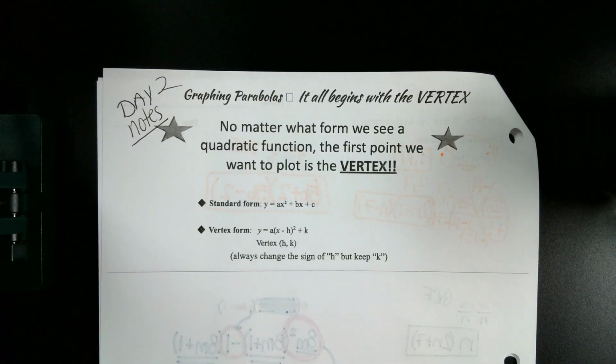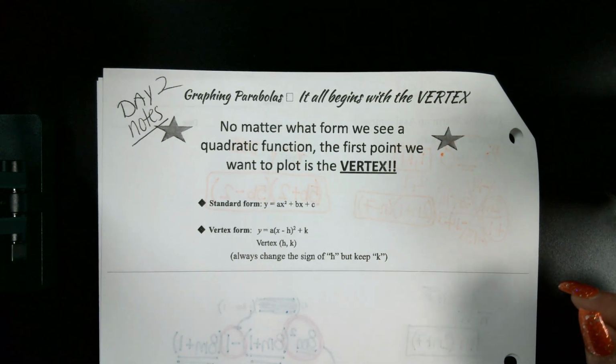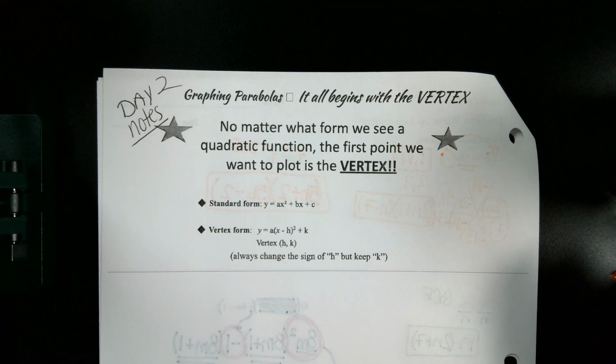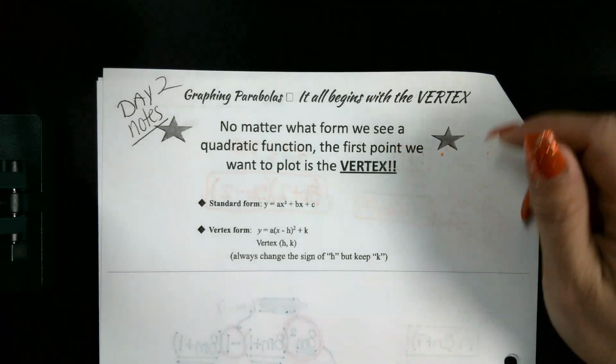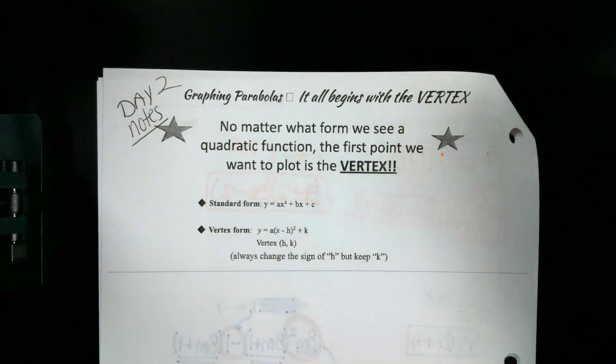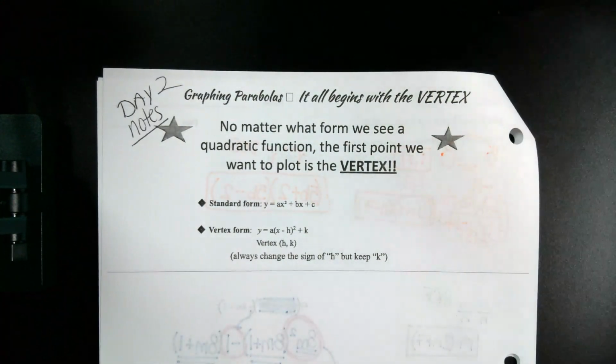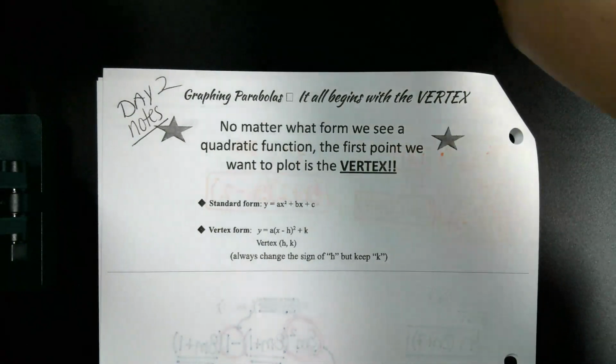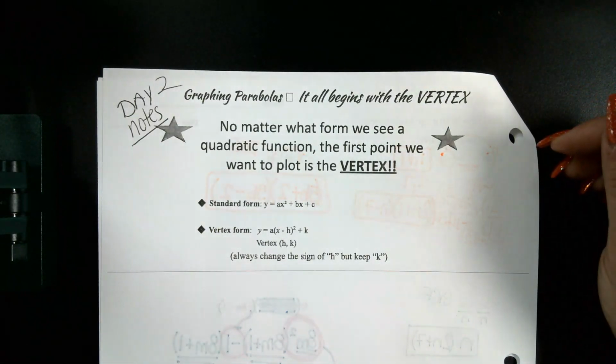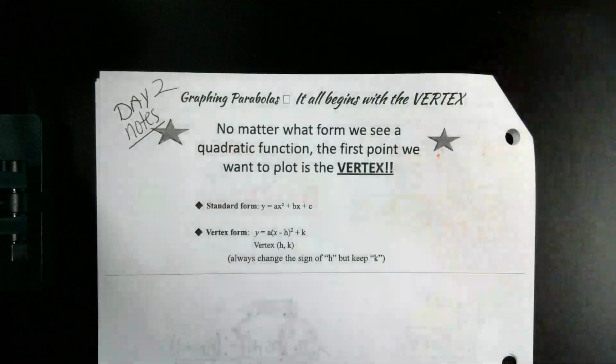The news about graphing quadratics is that there are two different forms of quadratics. One form is vertex form. That's the easier one, and that's the one we're going to start with. And then there is standard form. With standard form, you have to do a little bit of extra work at the beginning, but after that, it's the same process as vertex form. So we're going to learn both forms today.